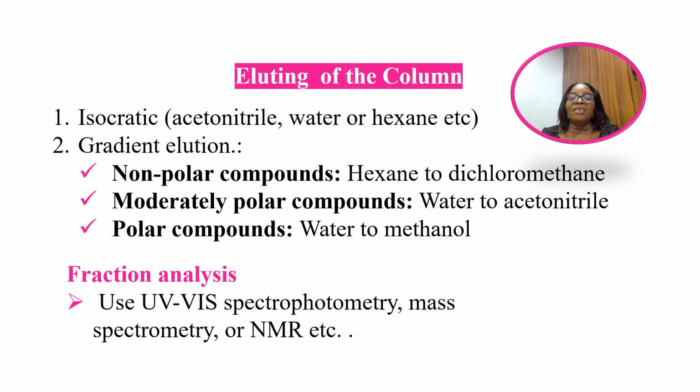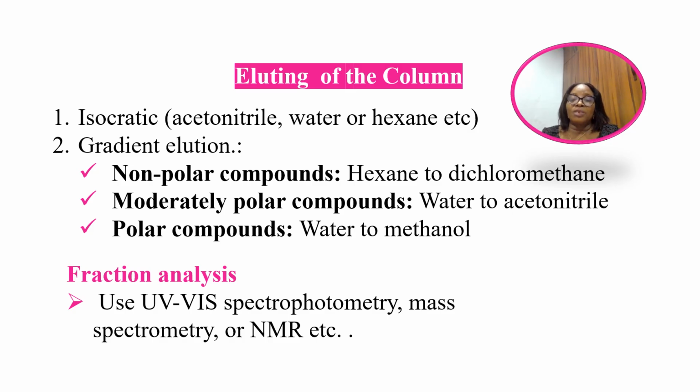The separated compounds are eluted or recovered from the column and seen if they are colored. If they are not colored, small samples are collected in test tubes and identified through thin layer chromatography. If you have not watched the video on thin layer chromatography, do well to watch it for a better understanding of column chromatography. We have two methods of eluting our sample.